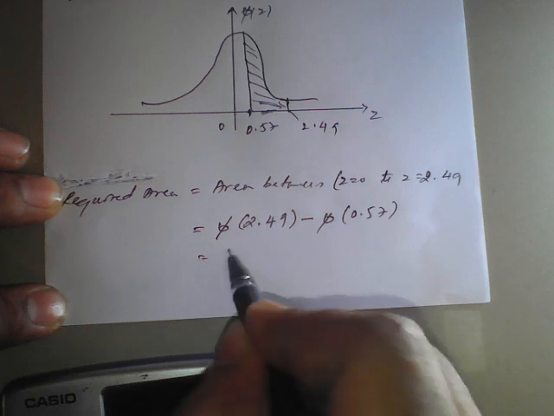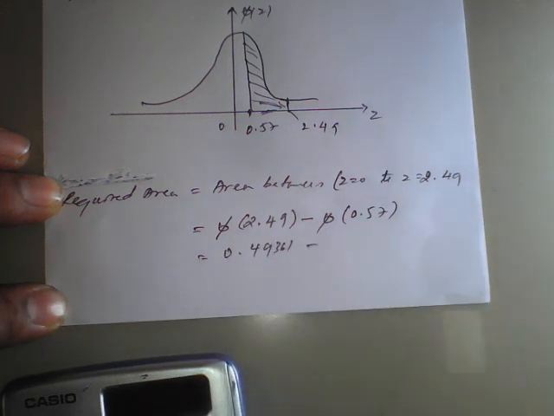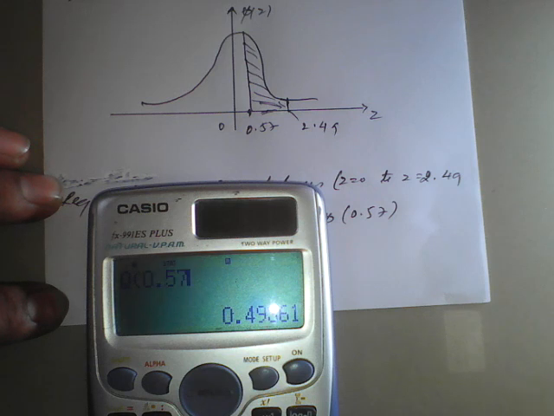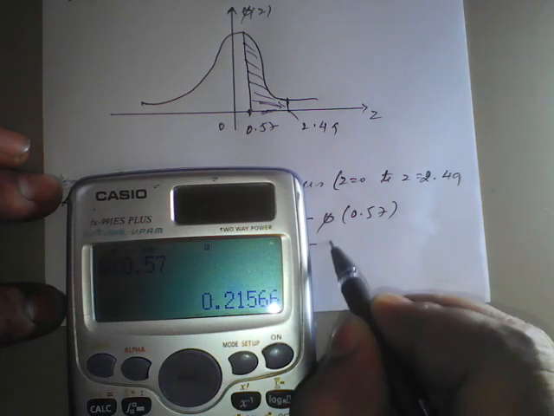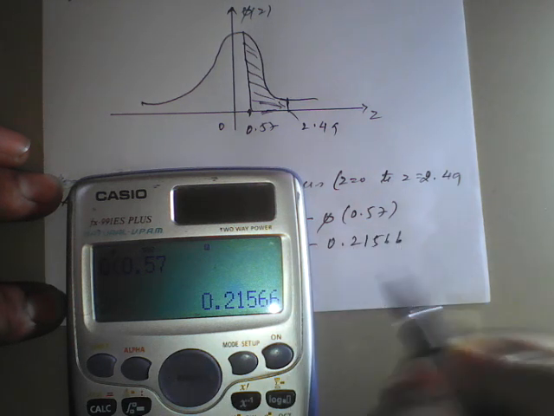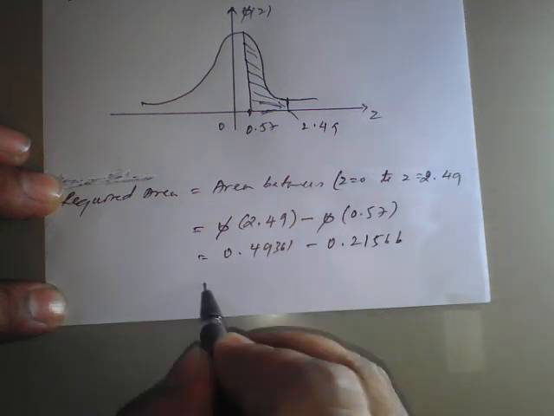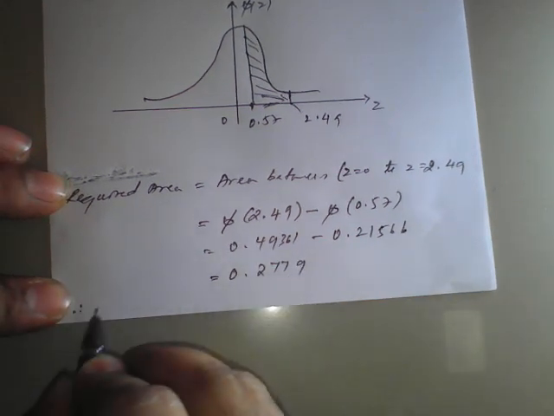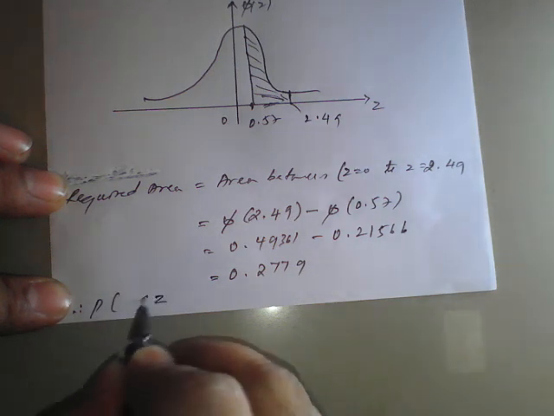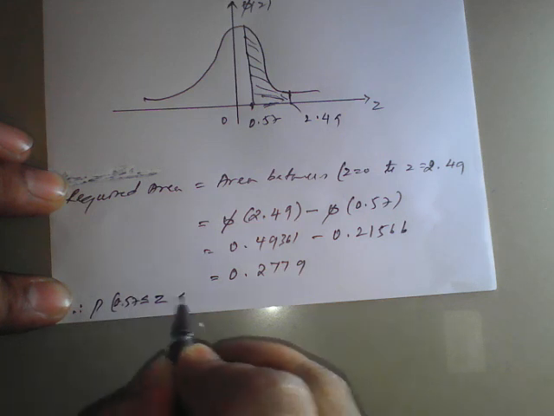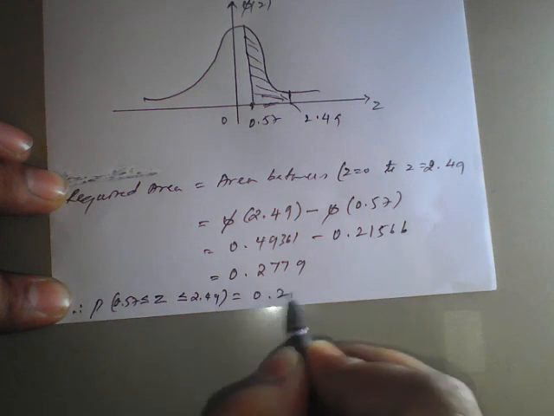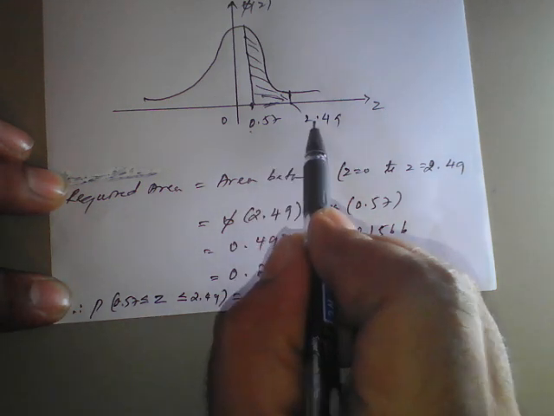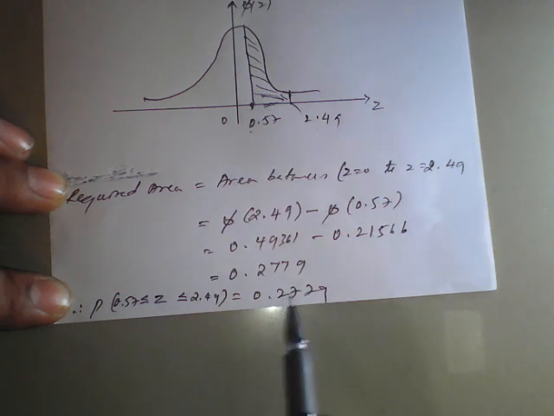equal to. So what we are getting here is 0.49361. That is 0.49361 minus, then again you go back, delete it, phi of 0.57, equal to sign. So we'll get the answer as 0.21566. You subtract both, so we'll get the answer as 0.2779. So therefore the answer of P of z greater than or equal to 0.57 and less than or equal to 2.49 is nothing but 0.2779. So the area of this, greater than or equal to 0.57 and less than or equal to 2.49, is nothing but 0.2779.